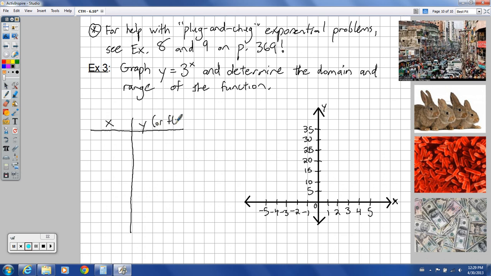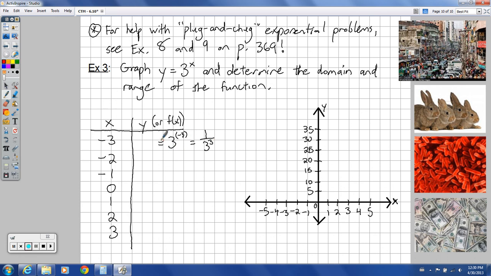F of x, again, is just another way to write y. It's just function notation. And let's find it for all these values, all the way up from -3 to +3. So if you plug in -3, we'll need to do a little preliminary work. That's 3 to the -3, which is the same thing as 1 over 3 to the +3. This is like this over 1.